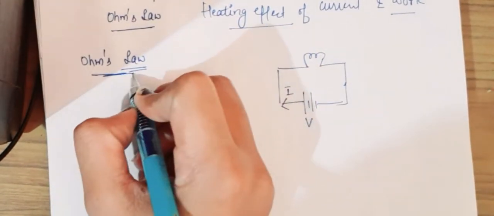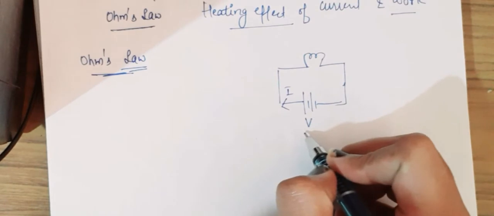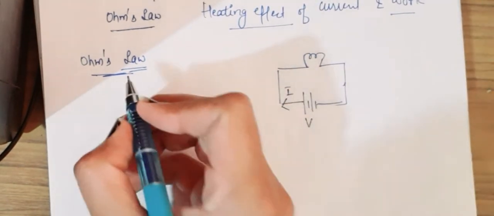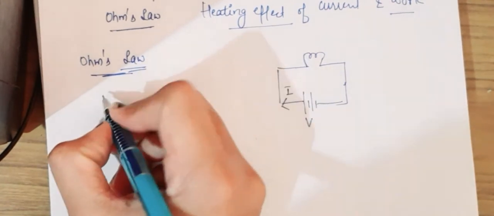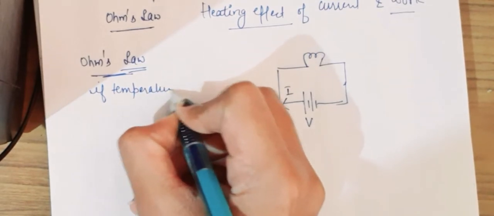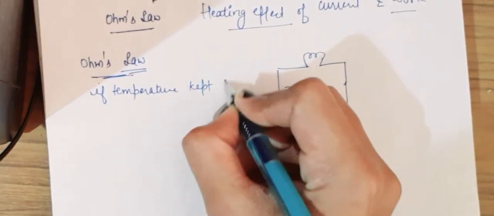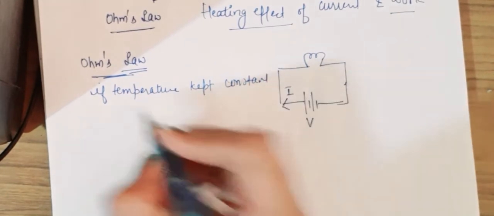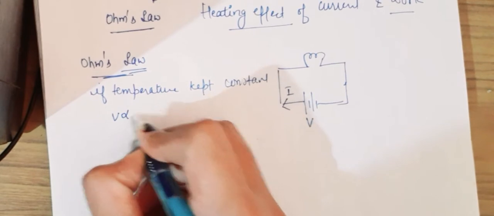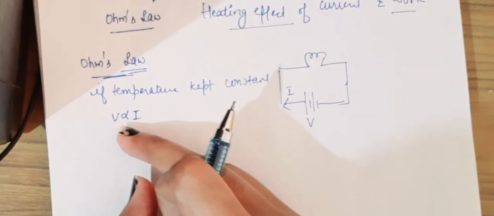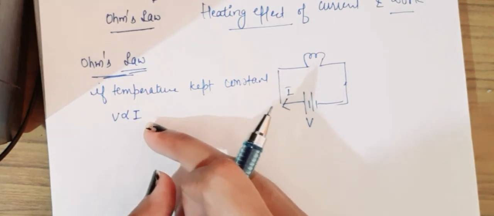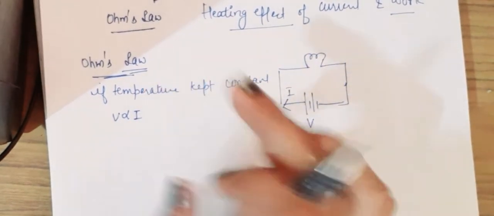According to Ohm's law, as the value of V is increased, voltage is increased, the value of I is increased. If temperature is kept constant, V across any circuit, any terminal, is directly proportional to the current flowing through that circuit. That is called Ohm's law.